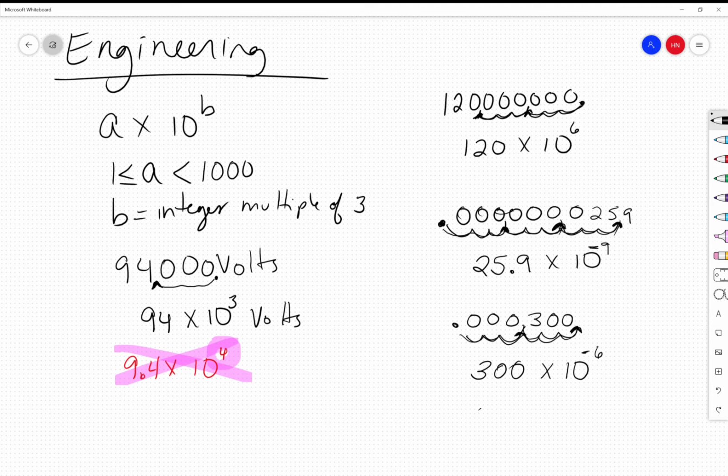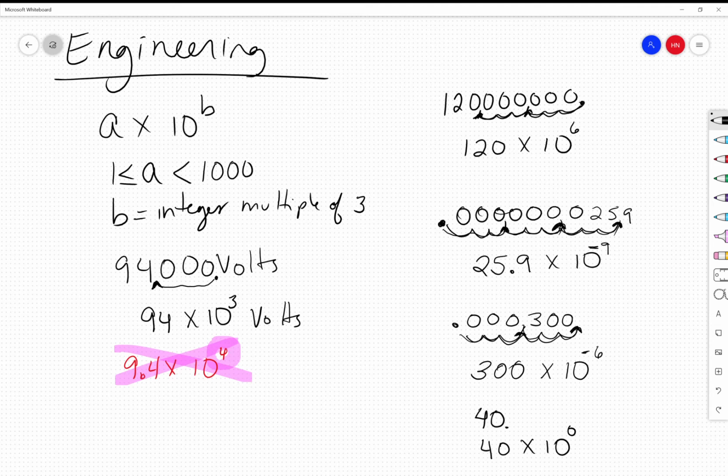The only trick is, like, if I give you a number 40, how do I write that in engineering notation? Well, it's already between 1 and 1,000, so that is the answer. If you wanted to be super picky, that would be 40 times 10 to the 0 power, because 0 is a multiple of 3. So that would be the correct engineering notation, 40 times 10 to the 0, because any number to the 0 power is 1, so it's just 40 times 1. So that is engineering notation.